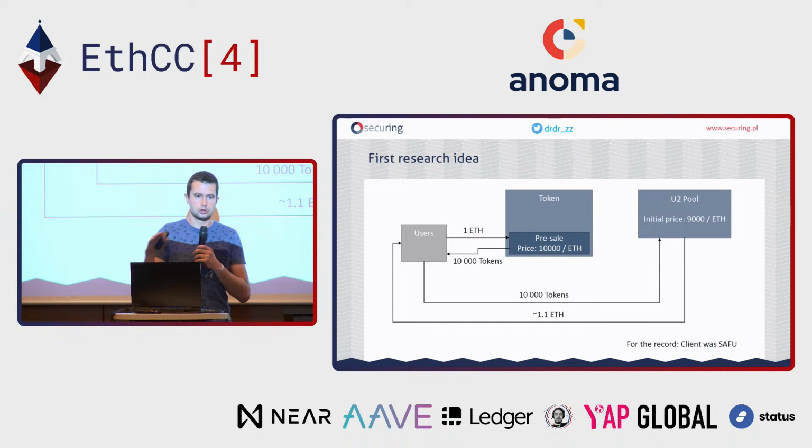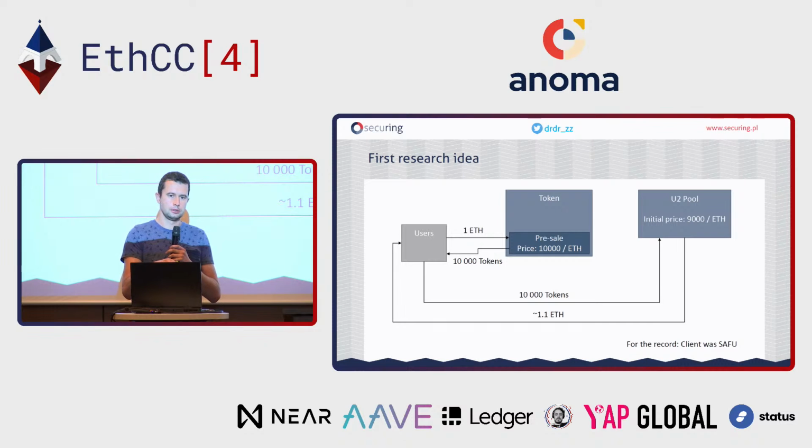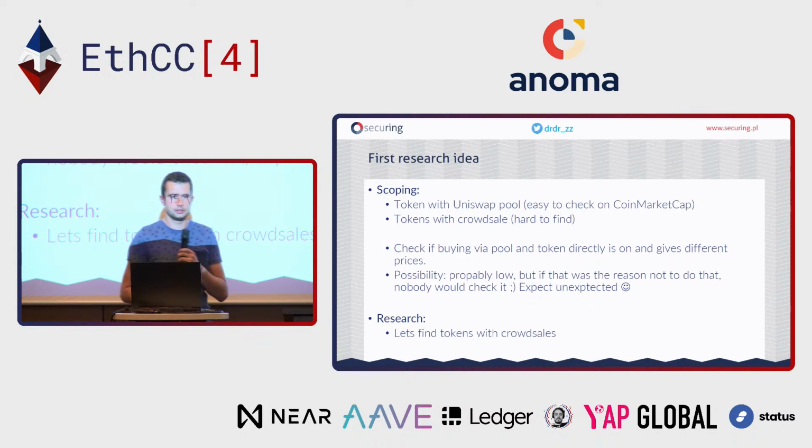So if they don't stop the pre-sale, I could easily buy 10,000 tokens for 1 Ether on their contract and then sell them for more than 1 Ether on the Uniswap pool. Fortunately, our client was safe here because they managed to stop the crowd sale before they launched the pool. But, well, it's a good idea for research, right? So are there any other projects that have the same situation?